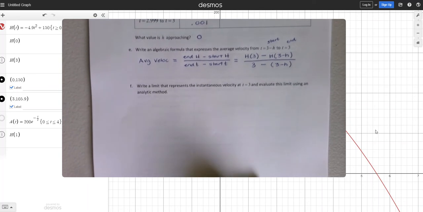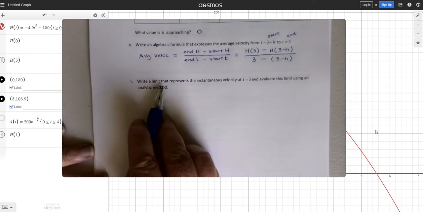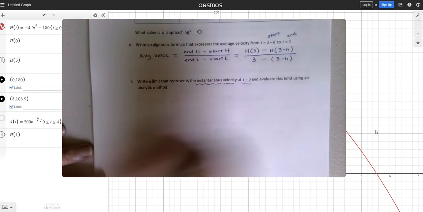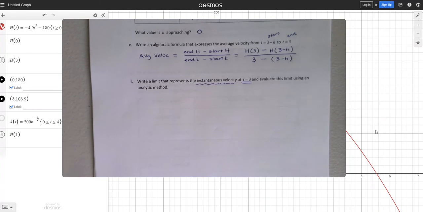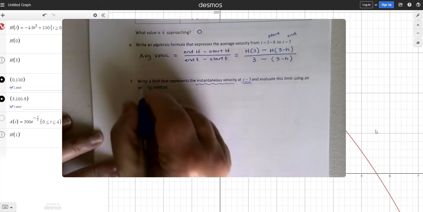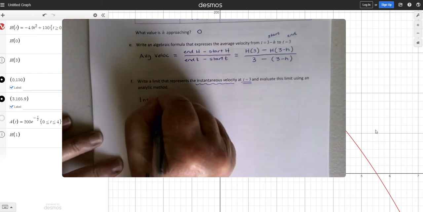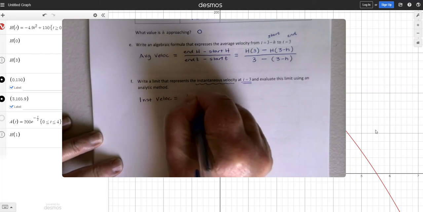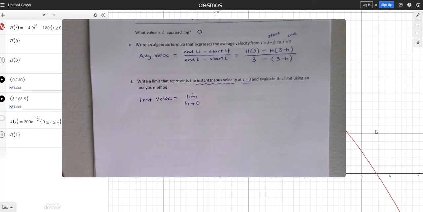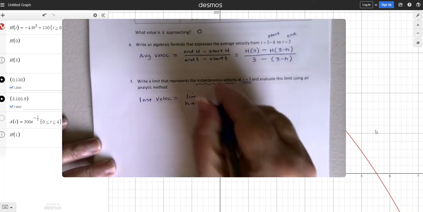All right, the last piece of this problem then asks us to write a limit that represents that instantaneous velocity right at the time 3 seconds, and then evaluate that limit analytically. This is how we're going to check and see how good our guess on the previous page really was. Well, we've already said our h, our time intervals, are approaching 0. So if I just take and say the instantaneous velocity is going to be the limit as little h goes to 0 of this average velocity.